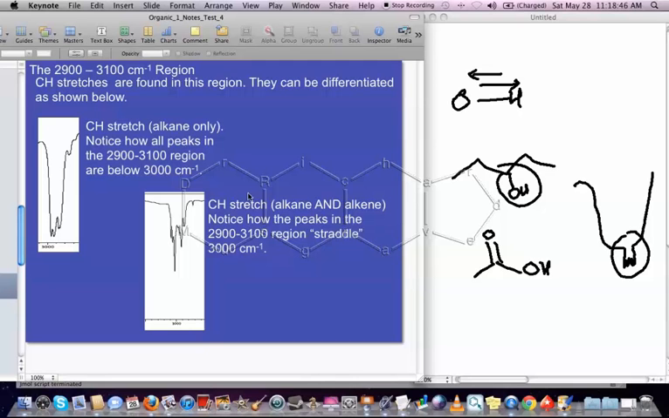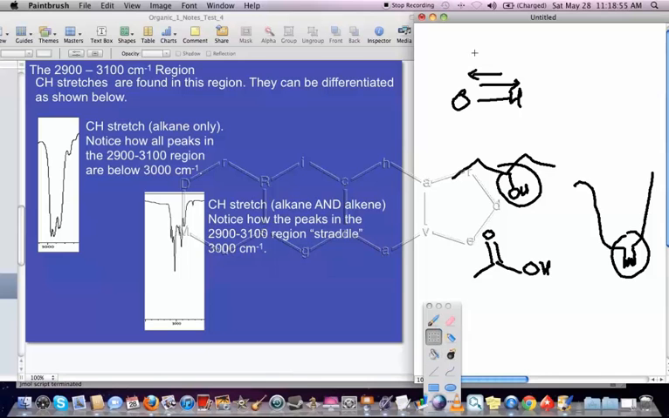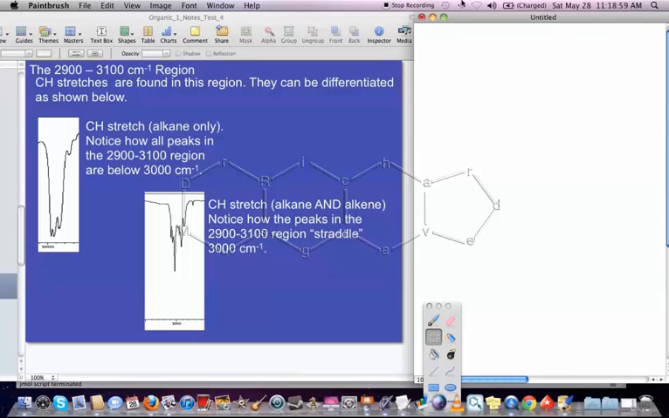Looking at the next region, we're looking at the 2900 to 3100 region. This is where we're going to find our typical CH stretches, and we're going to be looking at two specifically. We've got the CH stretch when it's connected to a CC double bond, and we've got the CH stretch when it's connected to a CC single bond.